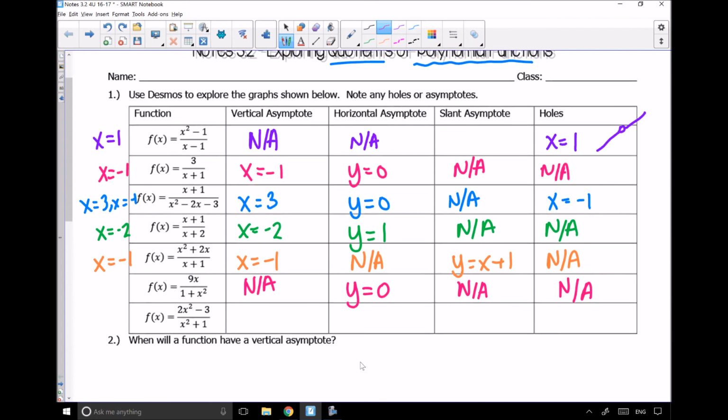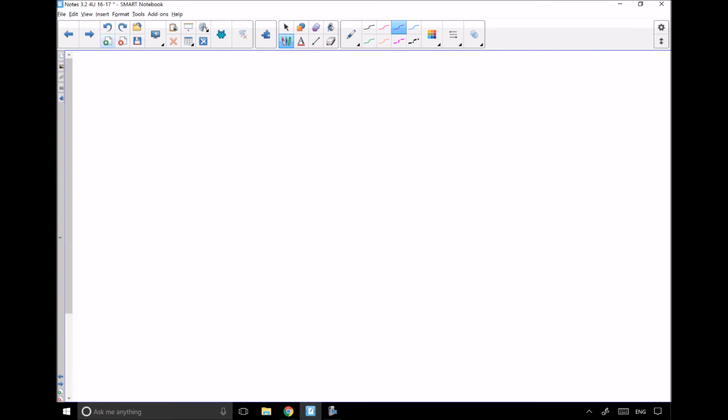All right, our last one right here is f of x equals 2x squared minus 3 all over x squared plus 1. So let's go ahead and do some factoring right here. So f of x equals 2x squared plus 3 all over x squared plus 1. Well, I can't factor my numerator because there's no GCF and there isn't any other type of factoring that I can do here. And I can't factor my denominator because it's just like the previous example. It's not a difference of perfect squares, it's a sum of perfect squares.